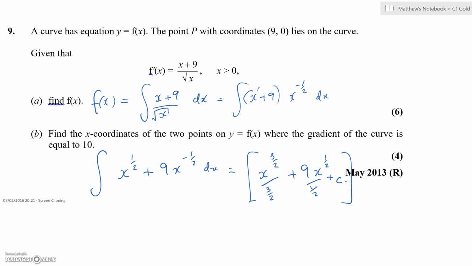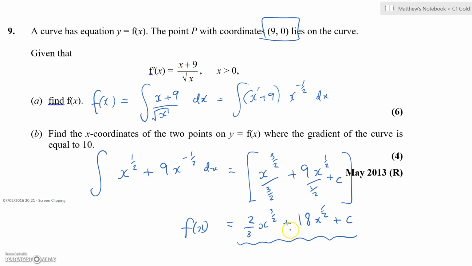Not sure we have any limits here, as it's only asking for f of x. I don't actually need to worry about the big brackets either. Now when you're dividing by 3 over 2, that's the same as times it by 2/3. And dividing by a half is the same as doubling, so you've got your 18x to the half plus c. So that's your f of x, but you are told that 9, 0 lies on the curve.